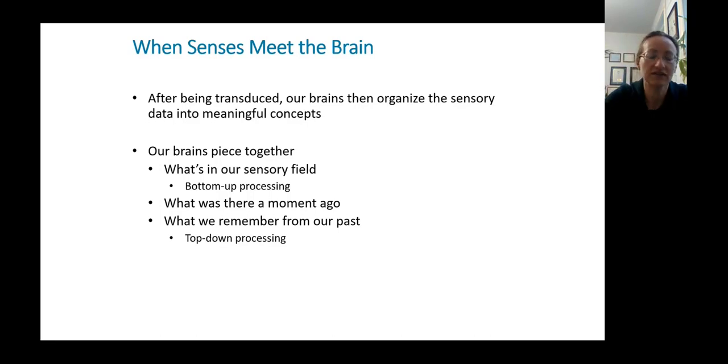So after transduction, your brain organizes that sensory data into meaningful full concepts. And part of that is based on what's actually in your sensory field, and we call that bottom-up processing. And part of that is based on expectation, like what happened a moment ago. You're going to use that information in your construction of what's happening now. And then the other things are about expectations, or what happened to you in the past, your beliefs. And we call that top-down processing.